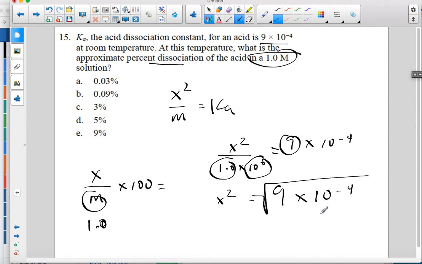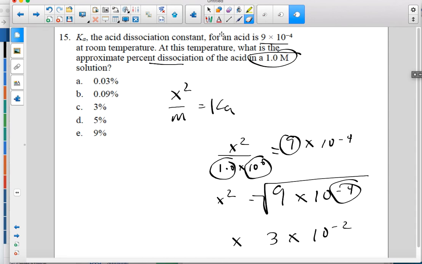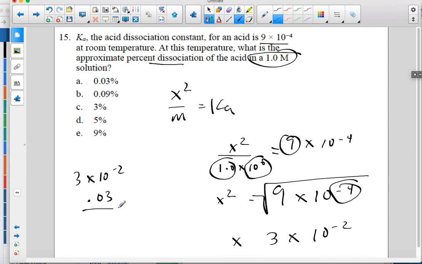I got to take the square root of this. Again, it's got to be easy. Square root of 9 is 3. I take half of that, it's going to be to the negative second. So x is going to be 3 times 10 to the negative second. So if I come over here, if I'm popping in my formula, I would just do this. I would go 3 times 10 to the negative second, or 0.03, over 1 times 100. That's going to get you 3%. That's going to be 3% ionized.